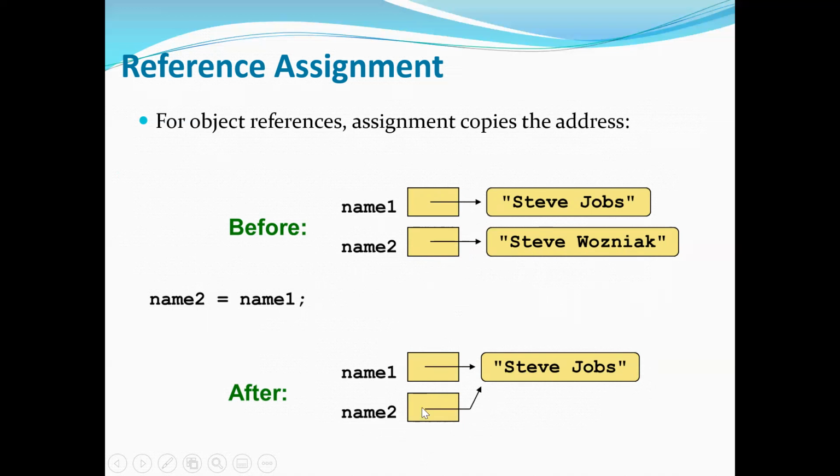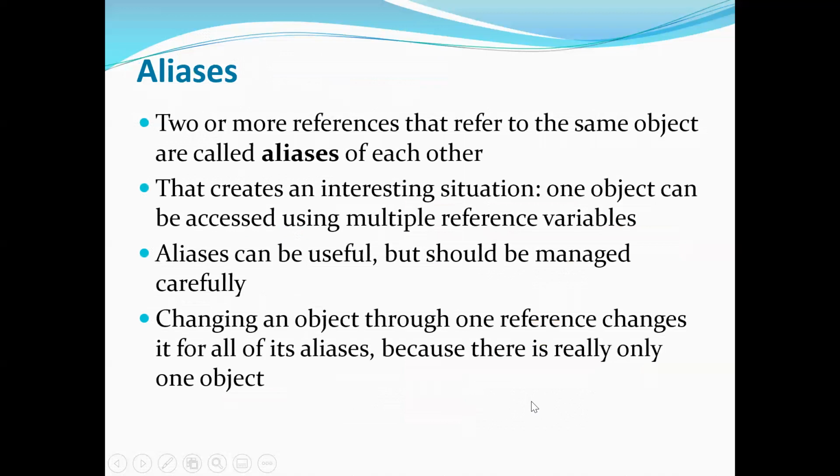This means we have two variables pointing to the same location. And normally we call this aliases, when we have two or more references that refer to the same object. We call them aliases of each other. That creates an interesting situation. One object can be accessed using multiple reference variables. So aliases are very useful, but we should be very careful in managing them.